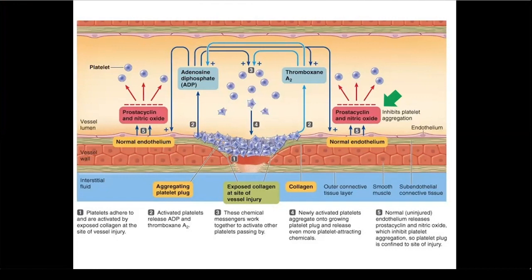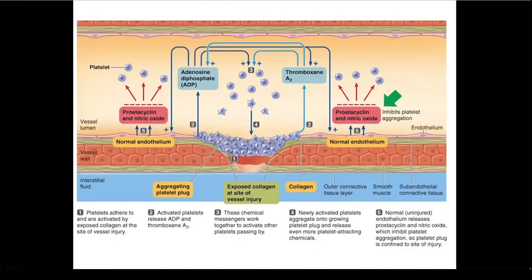Remember that ADP, thromboxane A2, and serotonin will attract other platelets to the area. Thromboxane A2 and serotonin also will bring about vasoconstriction. Other platelets come to the area, bind, and are activated, and this creates a positive feedback mechanism. A platelet plug is produced.